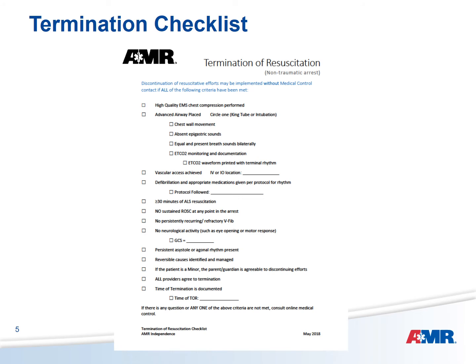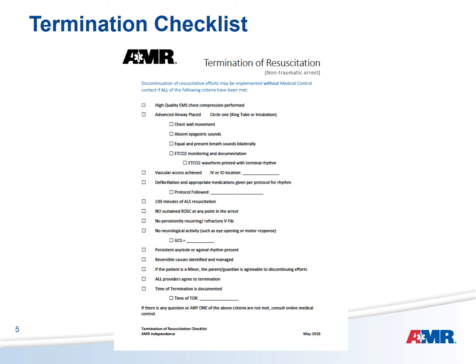Let's look at the termination of resuscitation checklist. We need to ensure that high-quality chest compressions have been performed, that we have an advanced airway placed, and that the placement of that advanced airway has been confirmed. We need to ensure that we're monitoring end-tidal CO2, and that at the termination of resuscitation, the end-tidal is less than 10 millimeters of mercury.